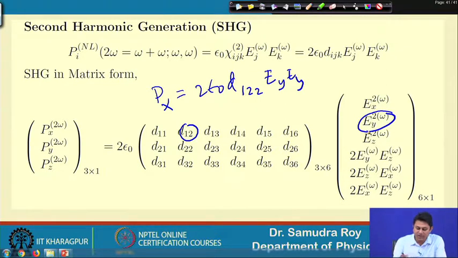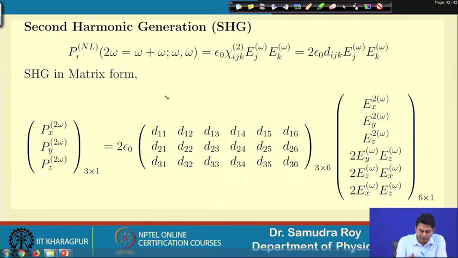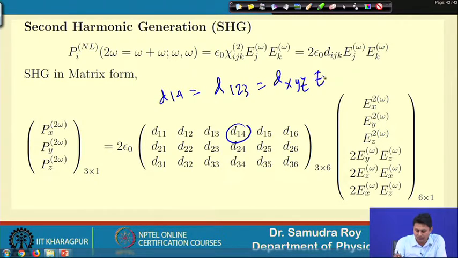Similarly, for the third term we have d13 and we have Ez square, so it is z square. For the fourth term we have d14, which is d of 1, 4 means 2 3, and 2 3 in terms of x y z means yz. So, here we have Ey, Ez, and this will come twice because this is y, this is z.